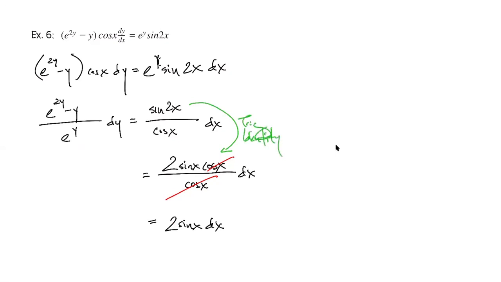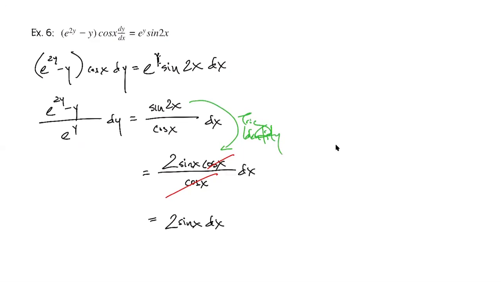And I think what makes the left-hand side a little bit trickier is simply algebra. I see my fraction, but I'm actually going to split it into 2 different fractions. And so when I do that, I'm going to get e to the 2y over e to the y minus y over e to the y. And all of this is times.